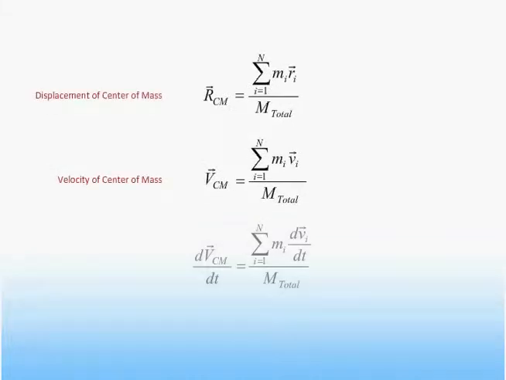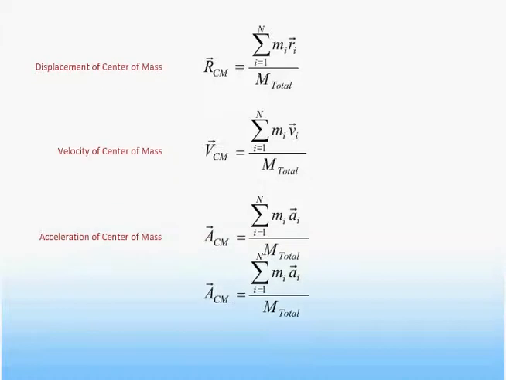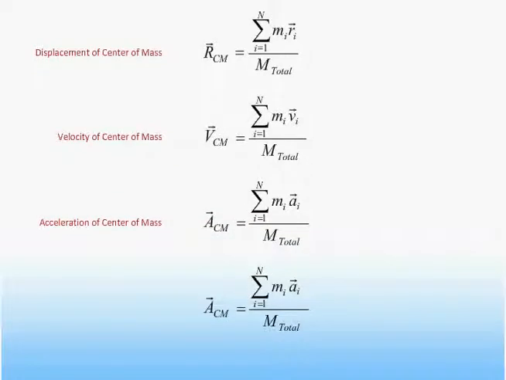We will now take another derivative with respect to time. The left-hand side of the equation becomes the acceleration of the center of mass, and the numerator on the right-hand side becomes the sum of the mass times acceleration for each object in the system. The product of the mass and acceleration of an object is just equal to the total force on that object.